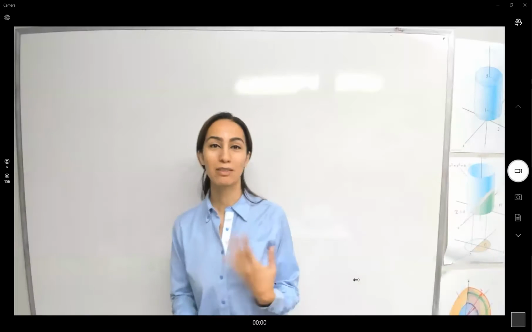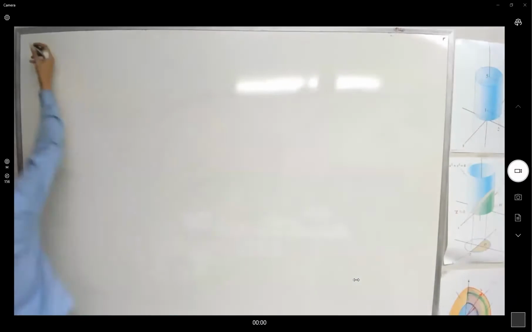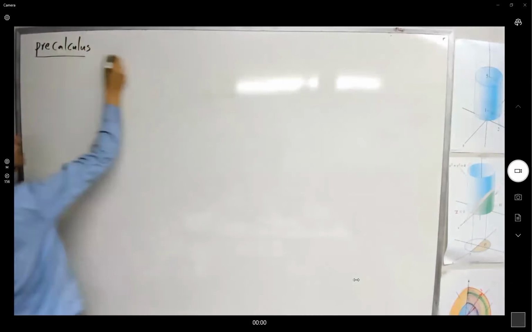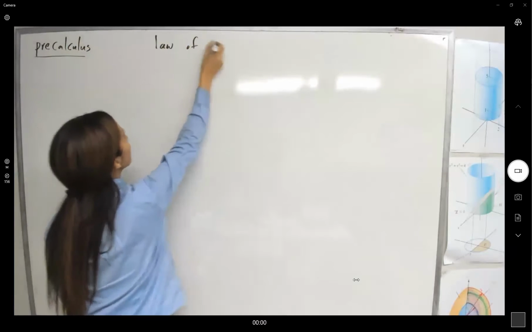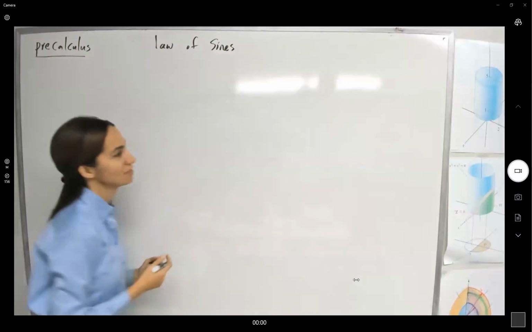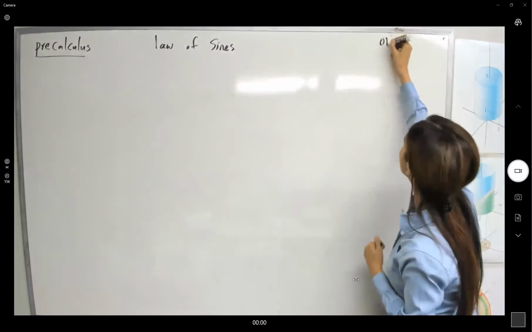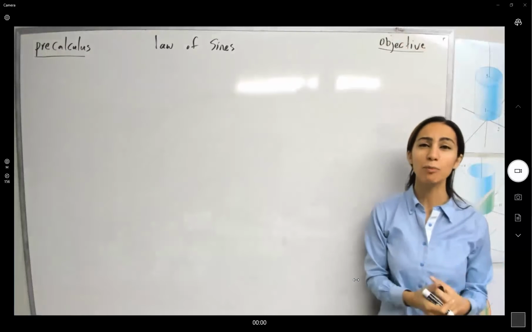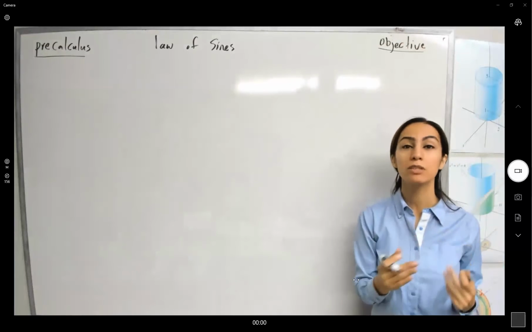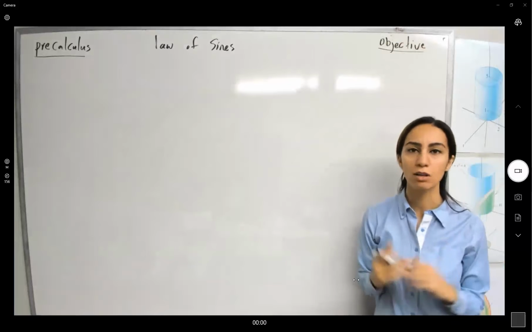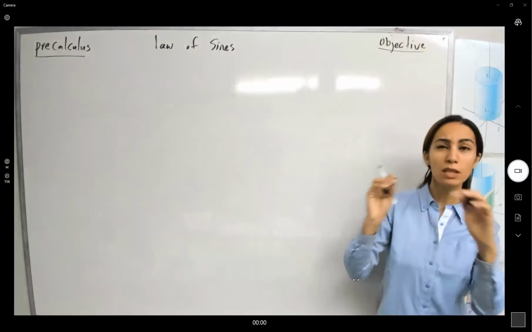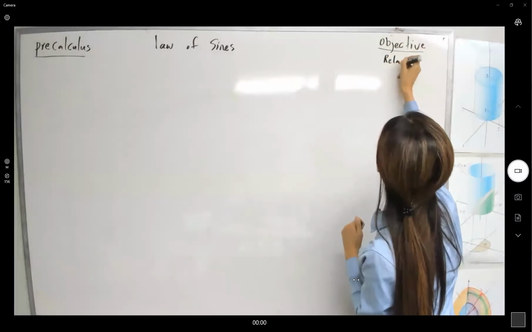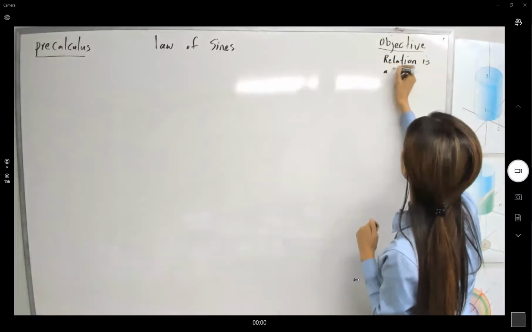So today we're going to talk about the law of sines. PreCalculus. Law of sines. So this is our objective. We're going to try to find a relation that helps us find proportions between sides of a triangle and the angle related to that side. Finding relation in a triangle.